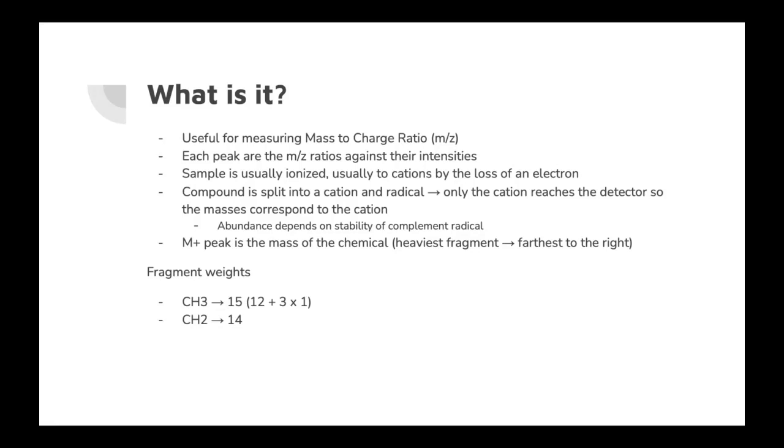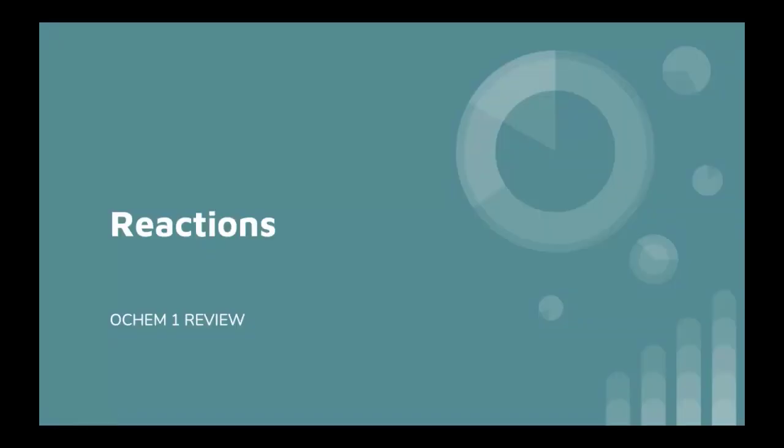And since you also get a radical, the intensity of the peaks on a mass spec are going to be dependent on the stability of the complement radical. And then usually you'll have an M plus peak, which is going to be the mass of the chemical usually. And then to calculate fragment weights, like if you were to calculate the fragment weight of a methyl, you would have the mass of a carbon, which is 12, plus 3 hydrogens, which would give you 15. And then similarly, an ethyl group is going to be 29, and then so on.